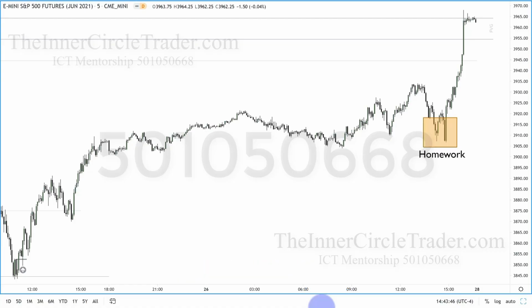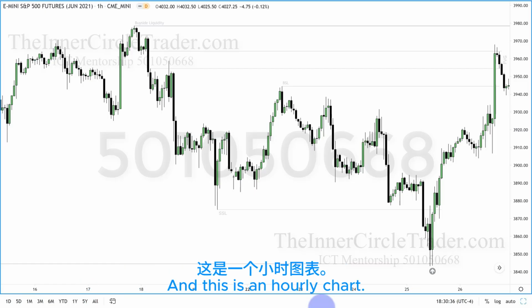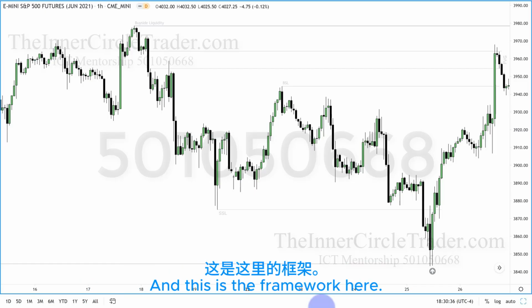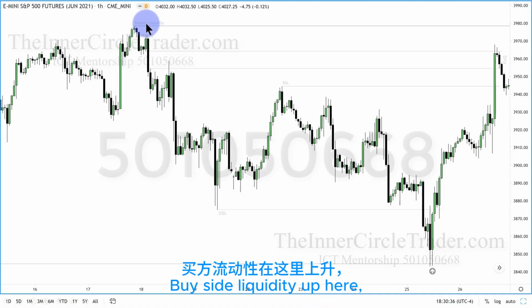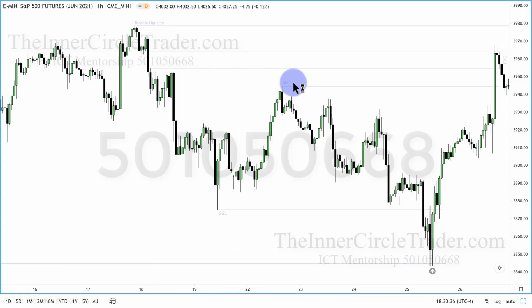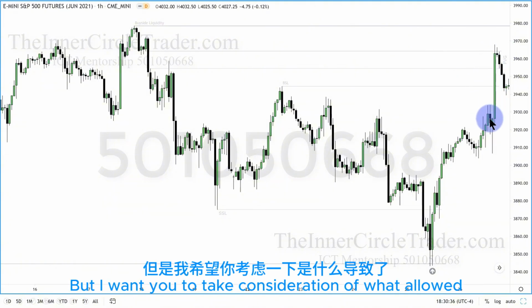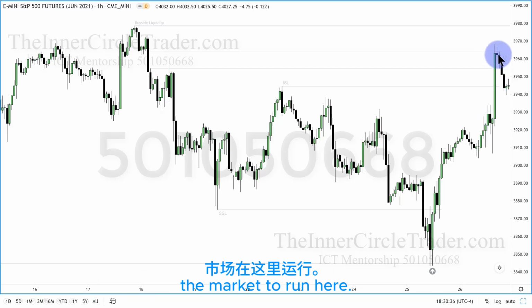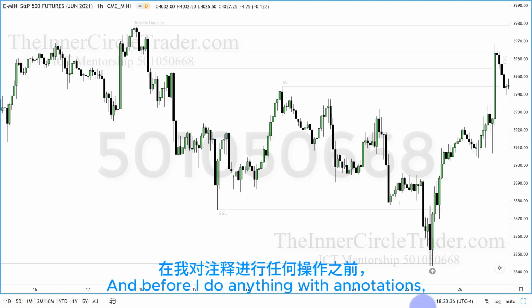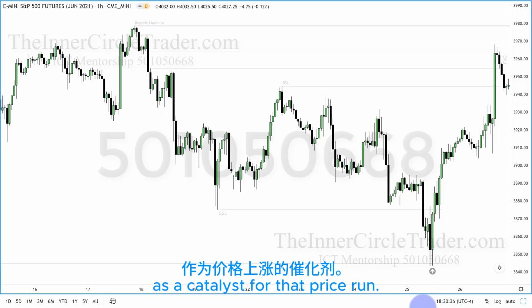That was your homework. Now we're back at that S&P 500 chart, and this is an hourly chart. This is the framework here. Buy side liquidity up here, sell side imbalance, buy side inefficiency here in the form of a fair value gap. We have buy side liquidity there, which it ran through and trades up into the fair value gap. But I want you to take into consideration what allowed the market to run here. Before I do anything with annotations, pause the video and consider what was likely a catalyst for that price run.